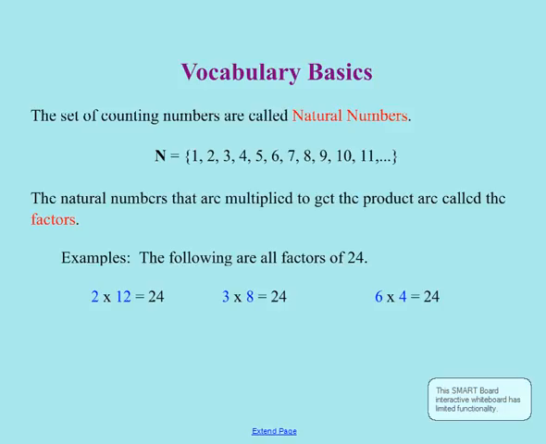The natural numbers that are multiplied to get the product are called the factors. A couple examples: 2 times 12 equals 24. That means 2 and 12 are factors of 24. 3 times 8 is also 24. Therefore, 3 and 8 are factors of 24. And finally, 6 times 4 is 24. That means 6 and 4 are also factors of 24.